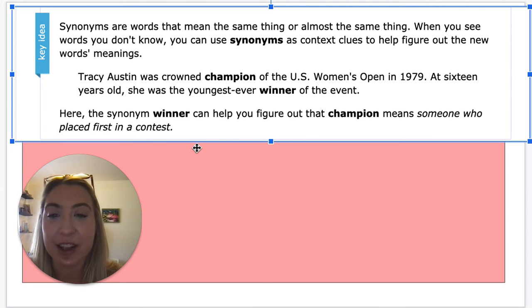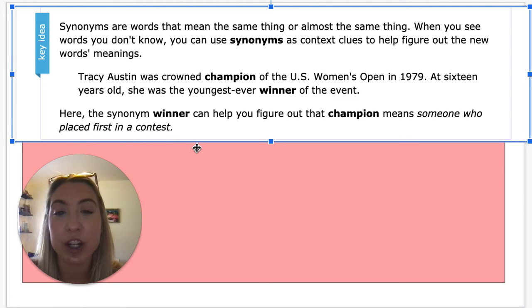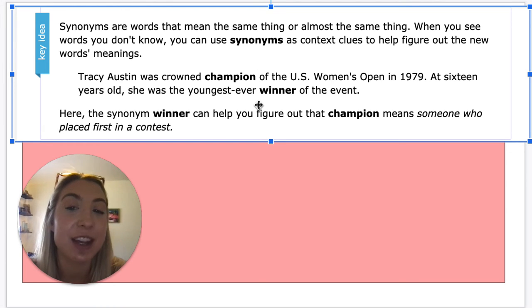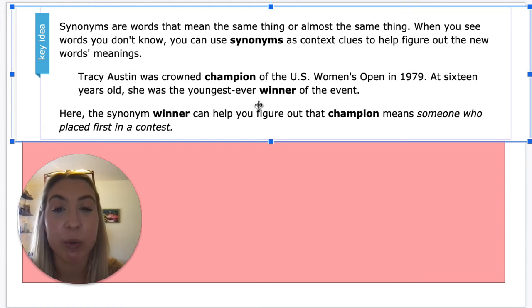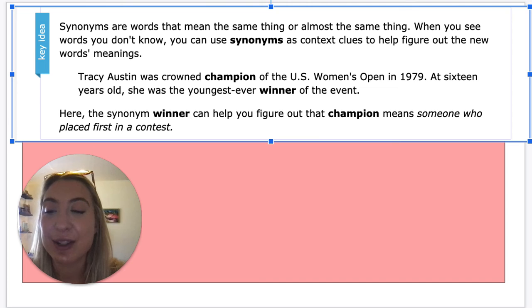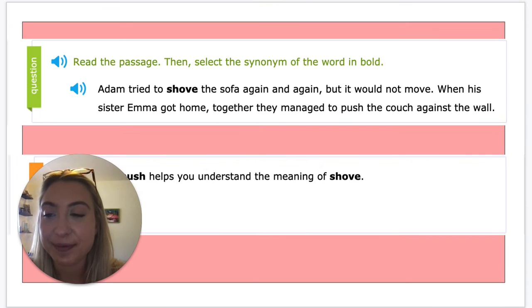So here in this context, we can see the synonym winner can help us figure out what champion means. It means someone who placed first in a contest. When we see Tracy was crowned champion, and then at 16, she was the youngest ever winner, they're kind of saying the same thing twice, but using different words. They're using synonyms. Champion and winner mean the same thing. So let's do an example together.